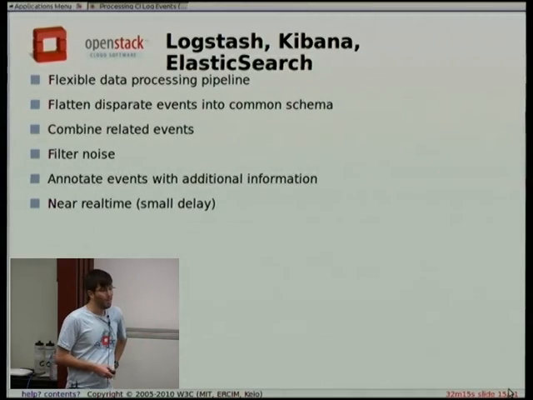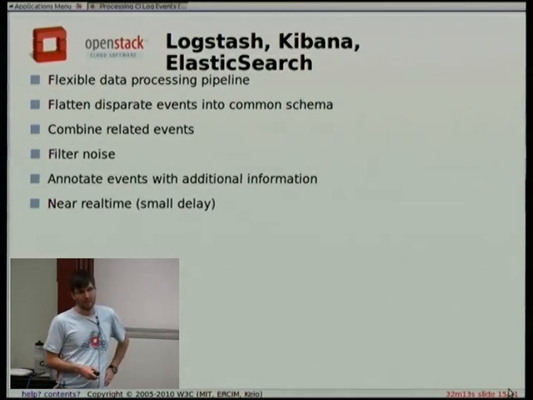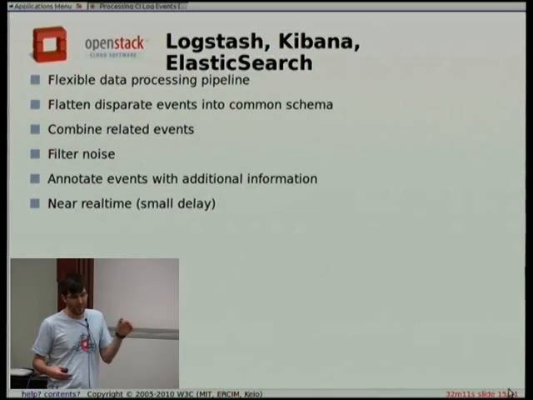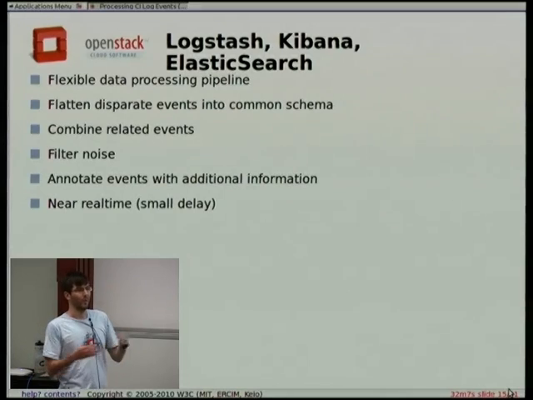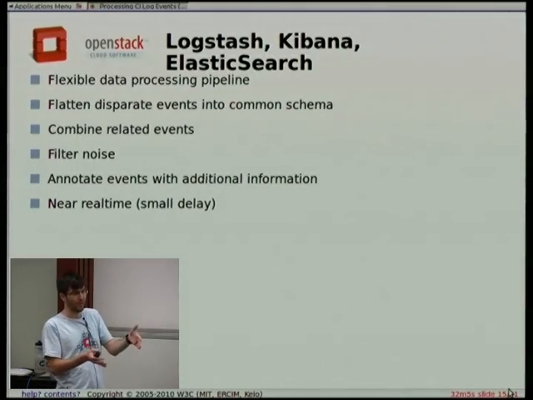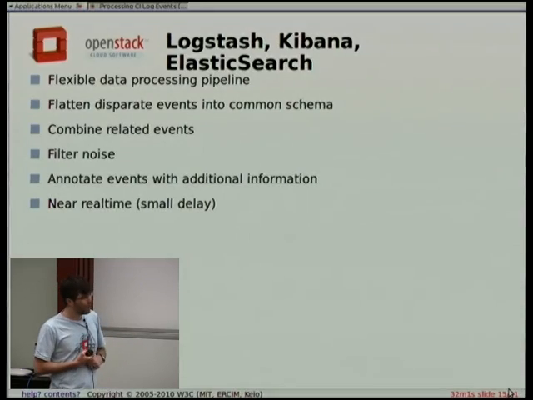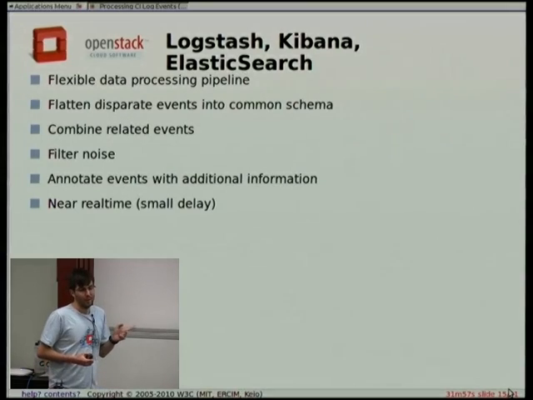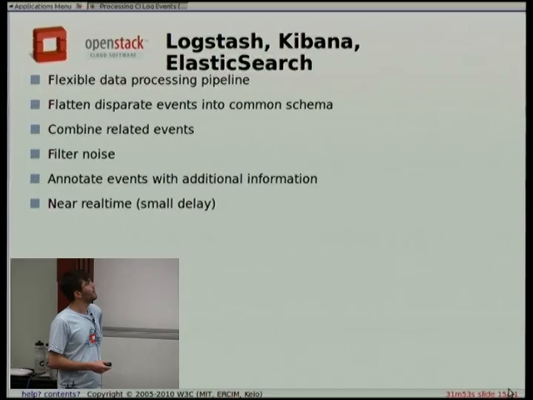We also want to be able to combine related events. So, a stack trace, that might get shown up as 10 different log lines or something. We need to be able to combine those together as a single stack trace so that we can look at it as a single entity. And then filtering noise is actually important. I'm going to talk a little bit later about how we can't index everything. So filtering is really important.